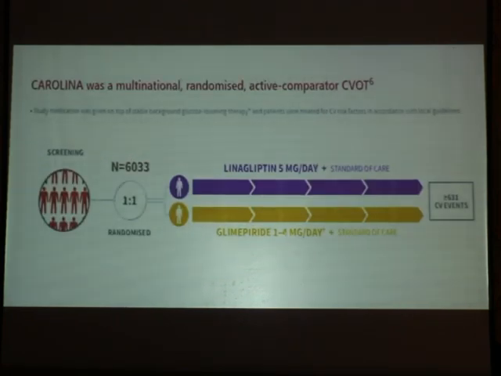Next one, please. Carmelina was a multinational randomized active comparator CVOT. And what was the comparator? In Carmelina, glimepiride, with linagliptin. You had more than 6,000 patients, 1:1 randomization: linagliptin 5 mg per day and standard of care, whatever patients were taking, and glimepiride 1 to 4 mg, more people on the higher doses, and standard of care. And again, we had to wait for 631 events.